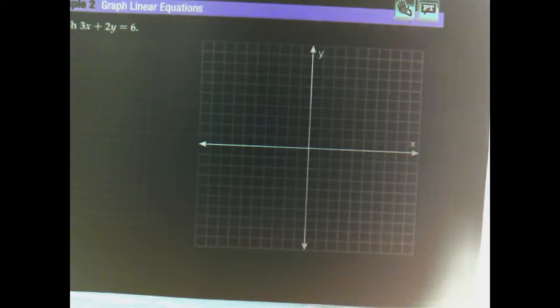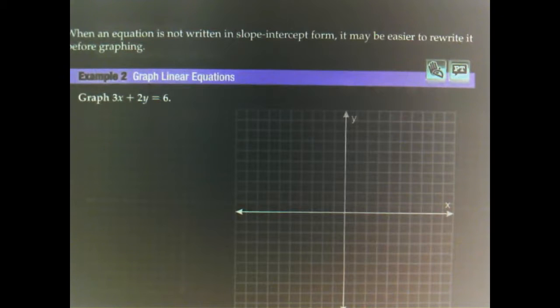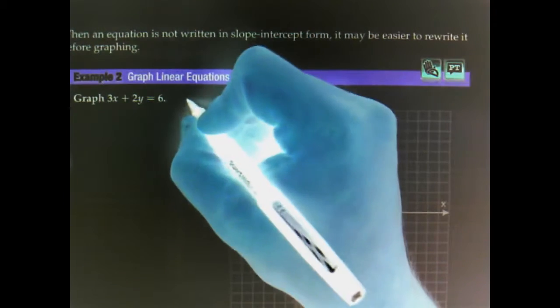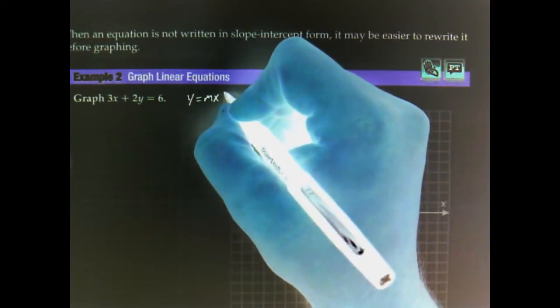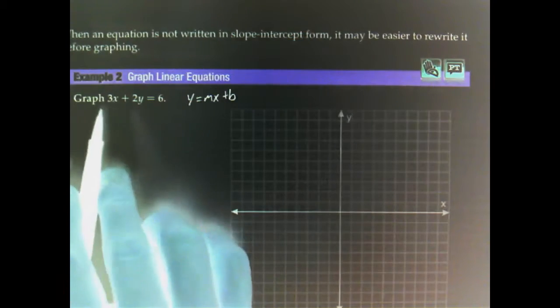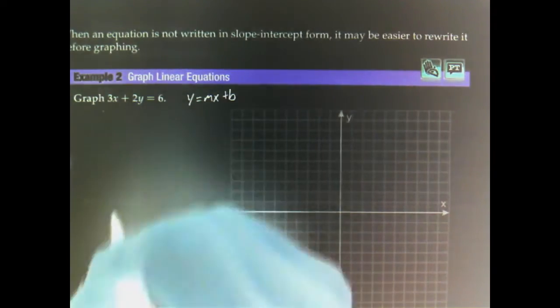Moving on, example number 2, it says when an equation is not written in slope-intercept form, it may be easier to rewrite it before graphing. So here we have an equation that's written in standard form. Previous to this, we would have used the cover-up method, but now we really want to work on slope-intercept form. So right now I want my goal to be y equals mx plus b. So essentially, what you want to do is get y by itself. So really, you're solving this equation for y.